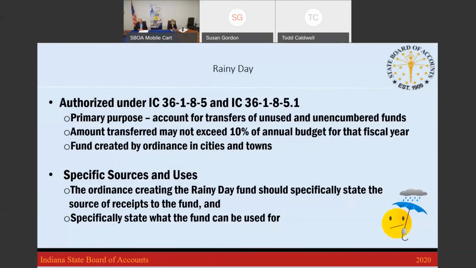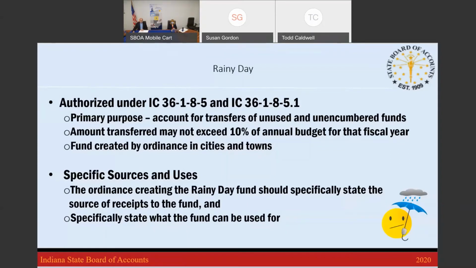Next is the rainy day fund. It's authorized under Indiana Code 36-1-8-5 and 36-1-8-5.1. Its primary purpose is to account for transfers of unused and unencumbered funds. The amount of the transfer is not to be more than 10% of the city or town's total annual budget adopted under 6-1.1-17 for that fiscal year.